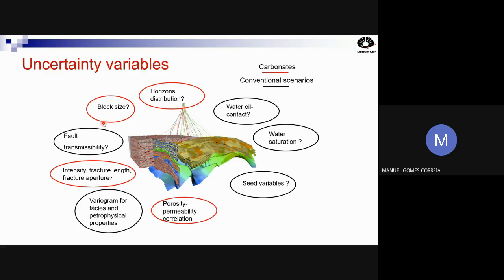It's quite normal to have uncertainty in variogram and water saturation. Some of these uncertainties are defined in a flow simulator, not in the geological model. Water saturation, the initial water saturation, is defined in the flow simulators. Water oil contact is an uncertainty calculated in the geological model, however, it is defined in flow simulation.